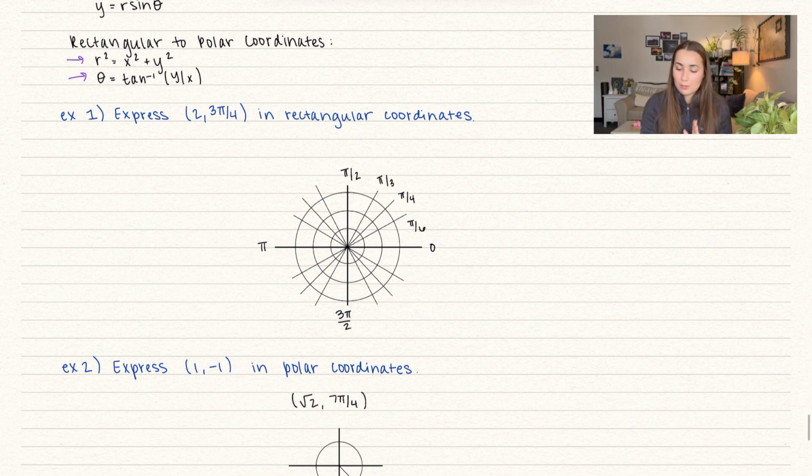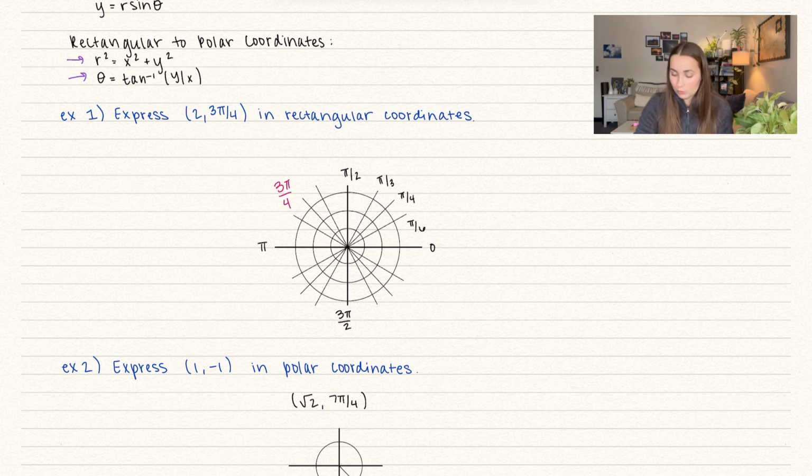So here's our first example. We want to express the point 2, 3 pi over 4 in rectangular coordinates. Let's go ahead and practice graphing it out, right? I'm going to go to 3 pi over 4, which is going to be this angle right here, 3 pi over 4.